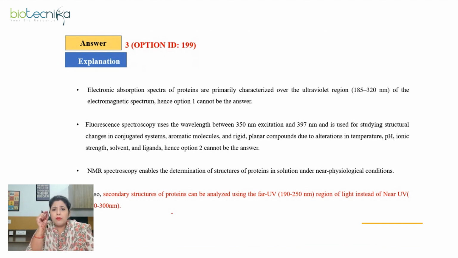You can see such minute details you have to keep in mind when you're preparing for CSIR exams. Even if you have done this question wrong, just make sure that these fine details are kept in mind. That is the point I want to make here. The far UV region of light is used for studying the secondary structure of proteins and not the near.